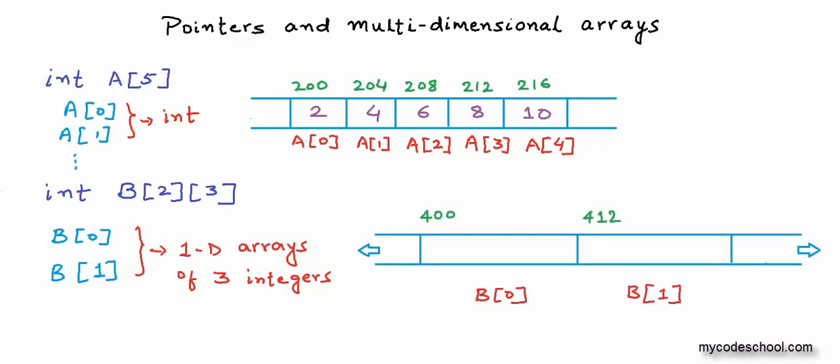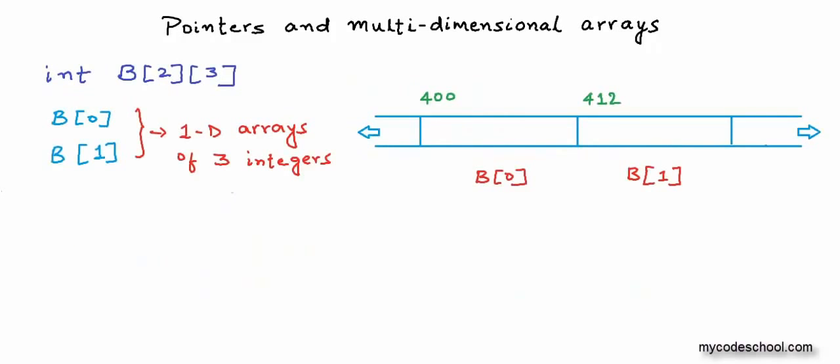So if I have to show this in memory, the first block of 12 bytes starting address 400 will be B[0], and the next block of 12 bytes starting address 412 will be B[1]. As we had said, name of the array returns a pointer to the first element in the array. This time each element is not an integer. Each element is a one-dimensional array of 3 integers.